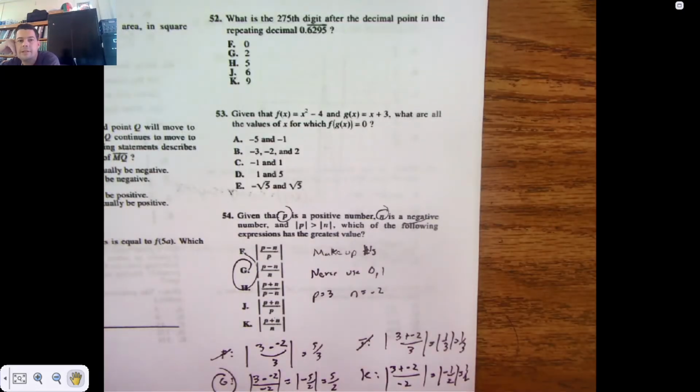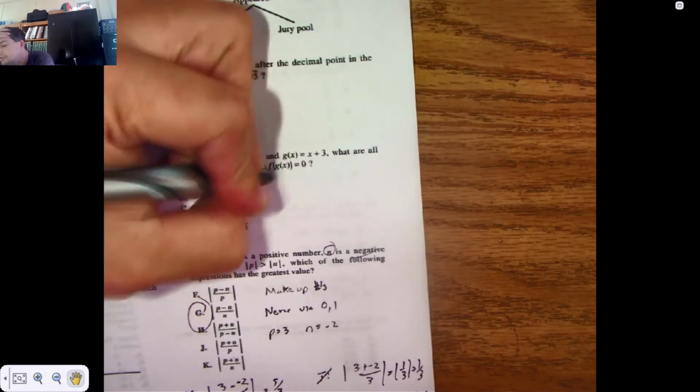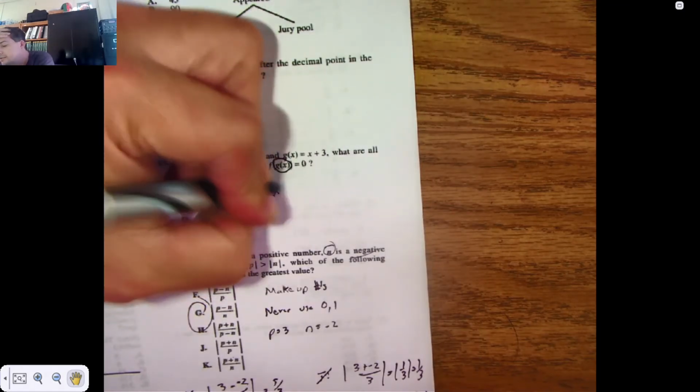Given that f of x is x squared minus 4 and g of x is x plus 3, what are all the values of x for which f composed of g of x is 0? Well, this is kind of notation that you've done a little bit of. If it's written like this, it'd make more sense. G of x was x plus 3. So we're going to find f of x plus 3, which means that everywhere we see an x, we become x plus 3.